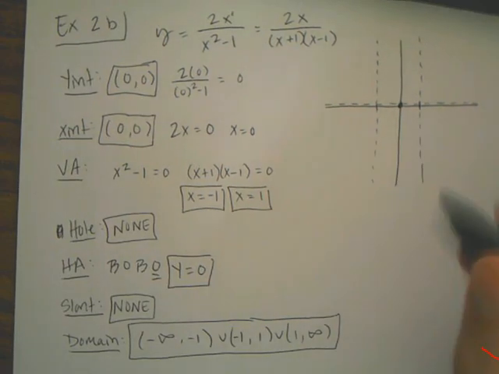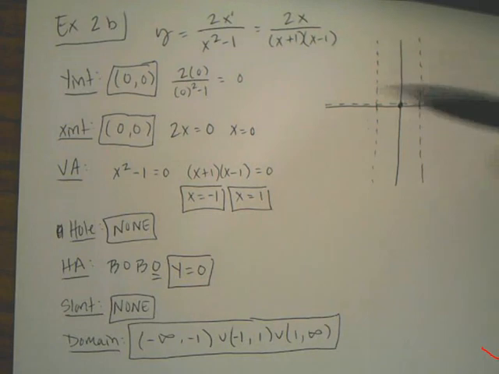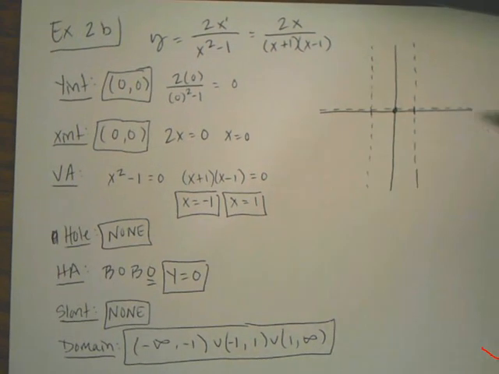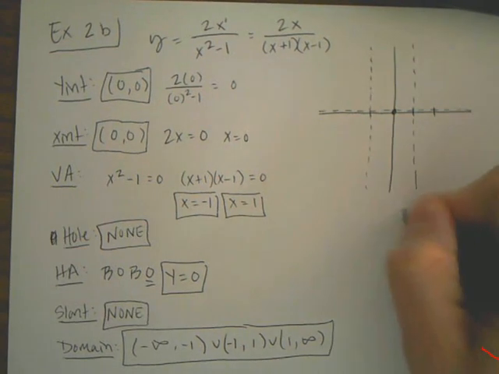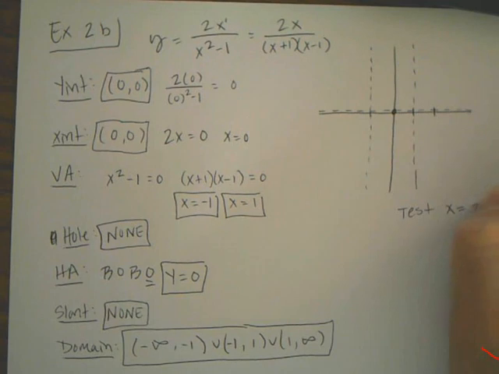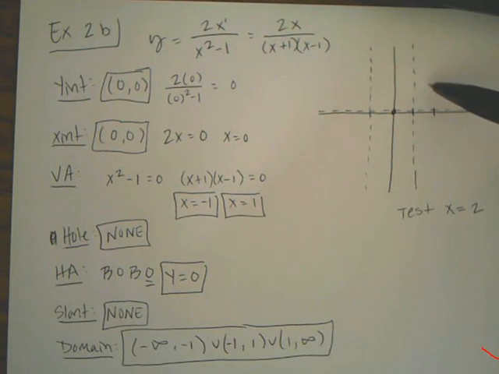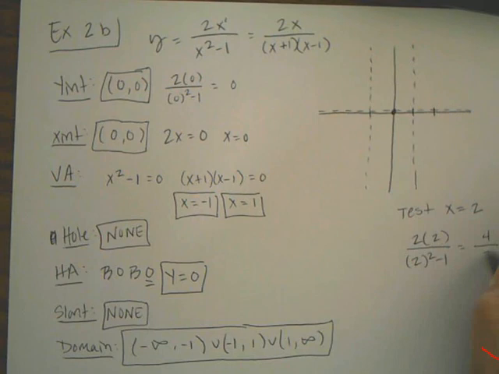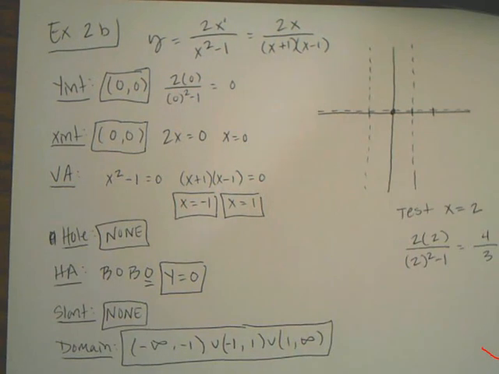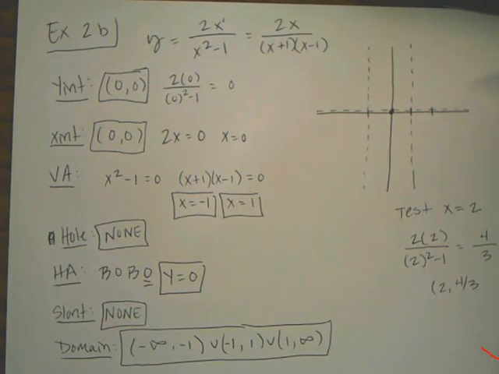So what we see is we don't have any nice points to tell us where the rest of our graph goes. So we're just going to test a random point in one of these areas. Okay? So I'm going to test this point right here, x equals 2. And all I'm really looking for is is it going to be above the asymptote or below the asymptote? So when I plug in 2, I get 4 over 3. What that tells me is this coordinate point, 2, 4 over 3, is about right there.